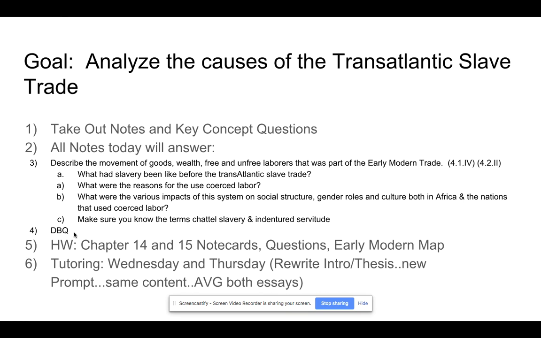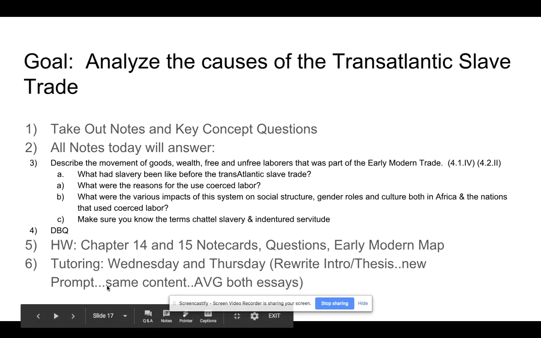At the very end, this being close to a 2-hour course today, one of the things that you will be required to do is to complete a DBQ on the transatlantic slave trade. You'll have to create a thesis, use the documents, and of course do the HIP analysis. All of this will be done in class.